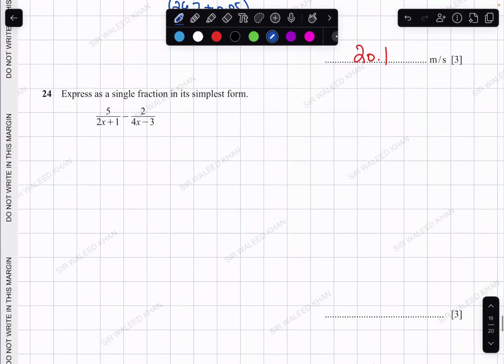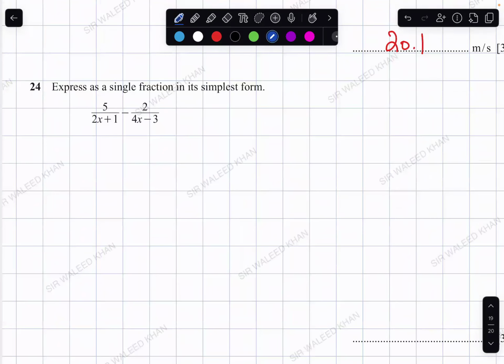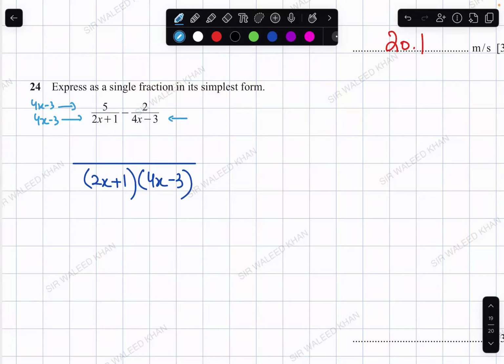Express as a single fraction in its simplest form. So as a single fraction in its simplest form, the denominator should be common, 2x plus 1 and 4x minus 3. To make it like this, I have to multiply this with 4x minus 3. So I have to multiply the numerator with 4x minus 3. And the same goes over here. So I have to change this into a common denominator. I have to multiply both the numerator and denominator with 2x plus 1.